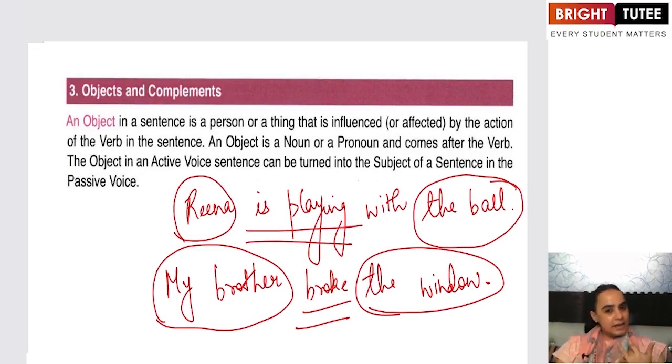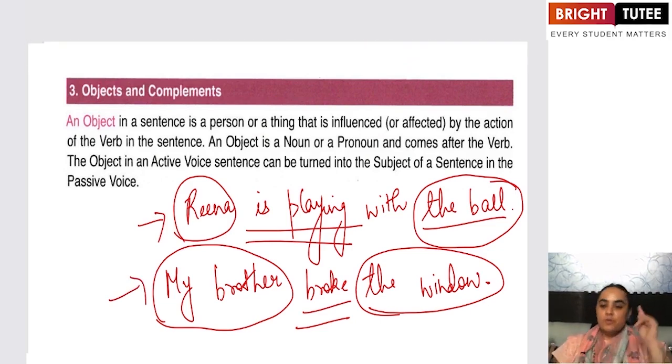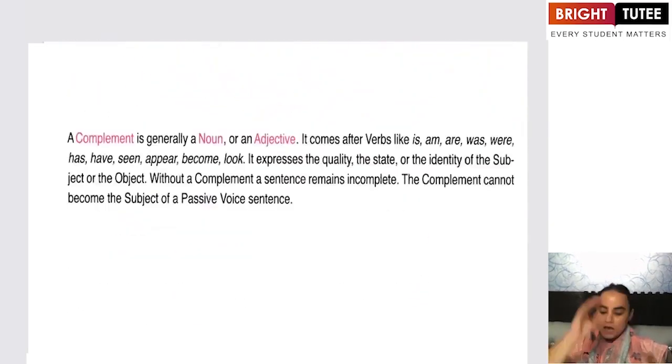Yes, subject becomes object, object becomes subject. So here the ball will become the subject when I change this sentence into the passive voice. The ball is being played with by Veena. The window was broken by my brother. So I can change my object to a subject in the passive voice.